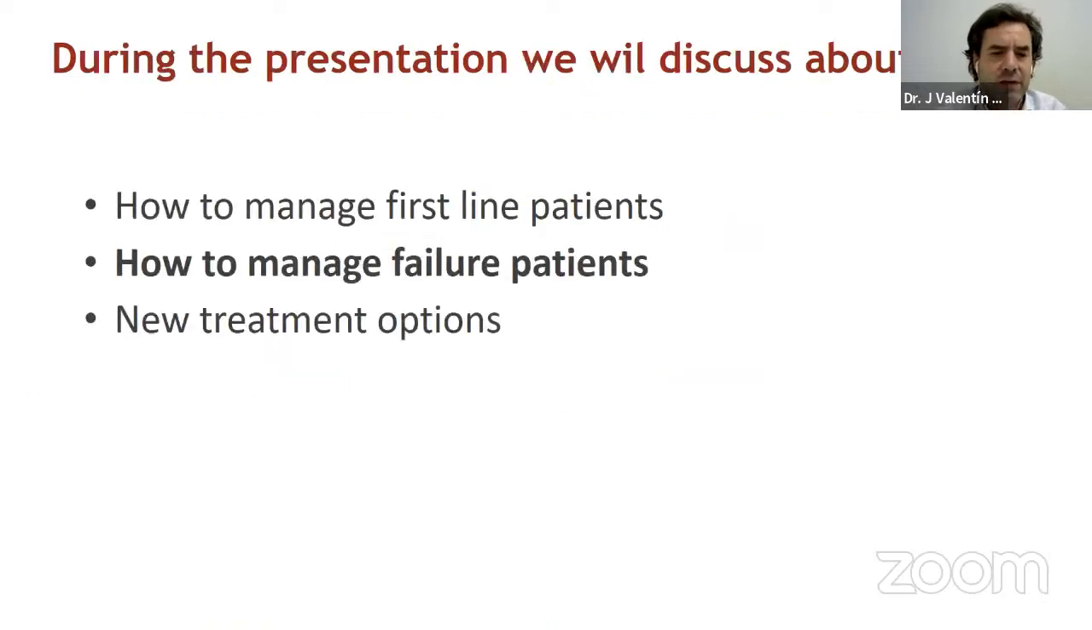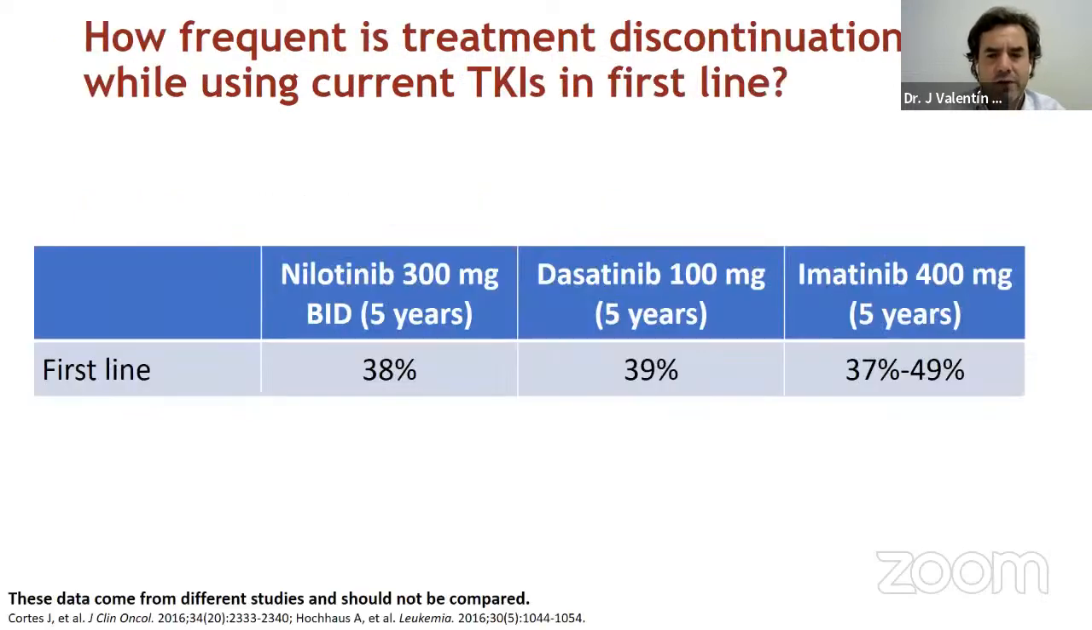What about those patients that fail the first-line setting? Well, the first thing that we need to take into consideration is that this is quite frequent. The possibility of failure to whatever treatment we start in the first-line setting is quite high. Around 40% of the patients are going to discontinue treatment due to lack of efficacy or intolerance. If we start patients with a second-generation TKI, dasatinib or nilotinib, it is most frequent that our patient will fail due to intolerance compared to resistance. On the other hand, if we start treatment with imatinib, it's more frequent that the patient will fail treatment due to lack of efficacy compared to intolerance.